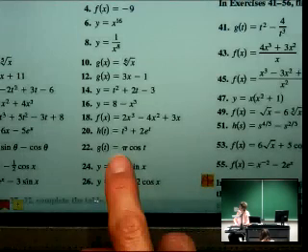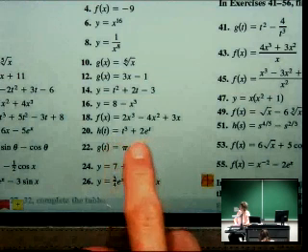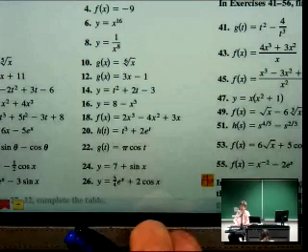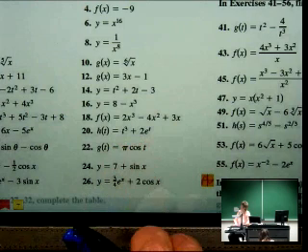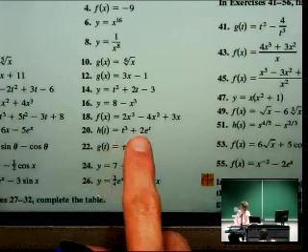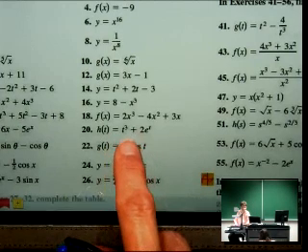Number 20. What's the derivative of the first term? 3t squared. Derivative of the second term? 2t. The derivative of e to the t is e to the t. So this is 3t squared plus 2t plus same old 2e to the t. Two doesn't affect two.